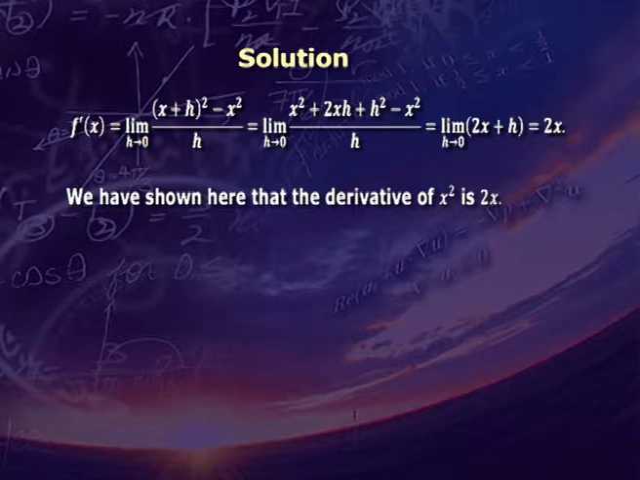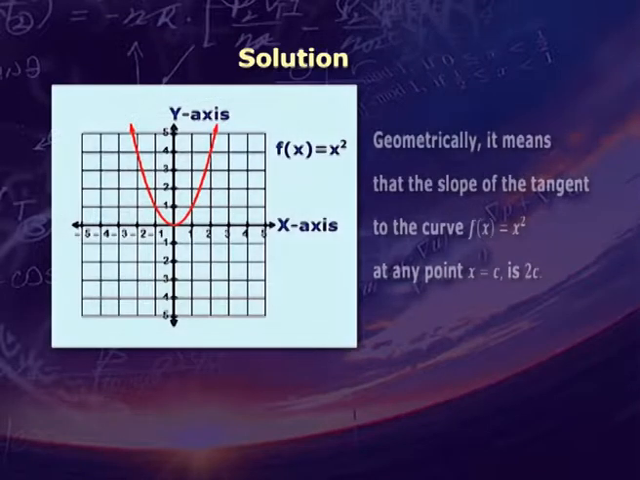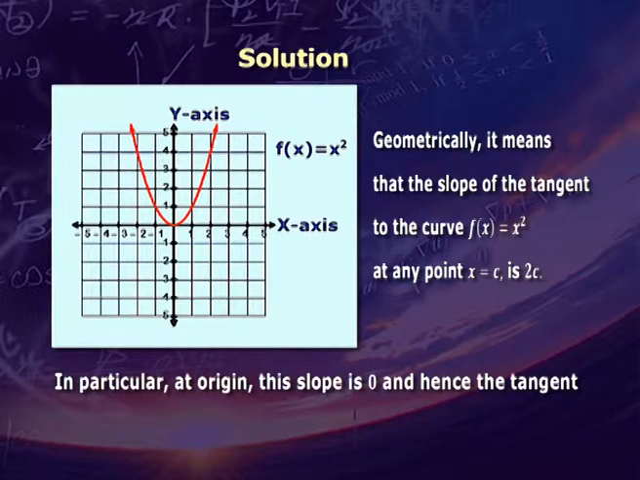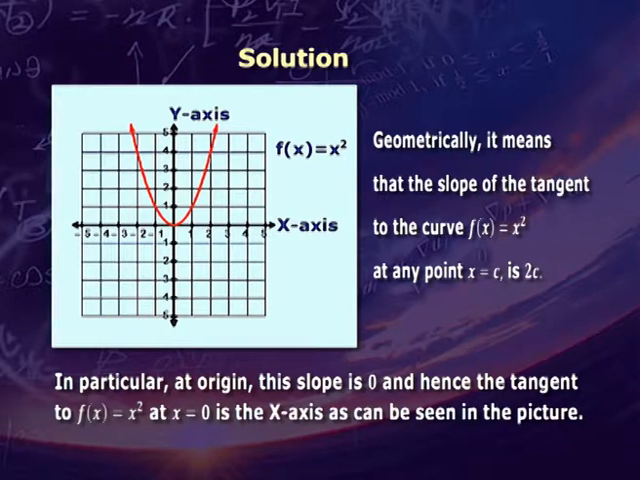We have shown here that the derivative of x square is 2x. Geometrically, it means that the slope of the tangent to the curve f of x equal to x square at any point x equal to c is 2c. In particular, at the origin this slope is 0 and hence the tangent to f of x equal to x square at x equal to 0 is the x axis, as can be seen in the picture.